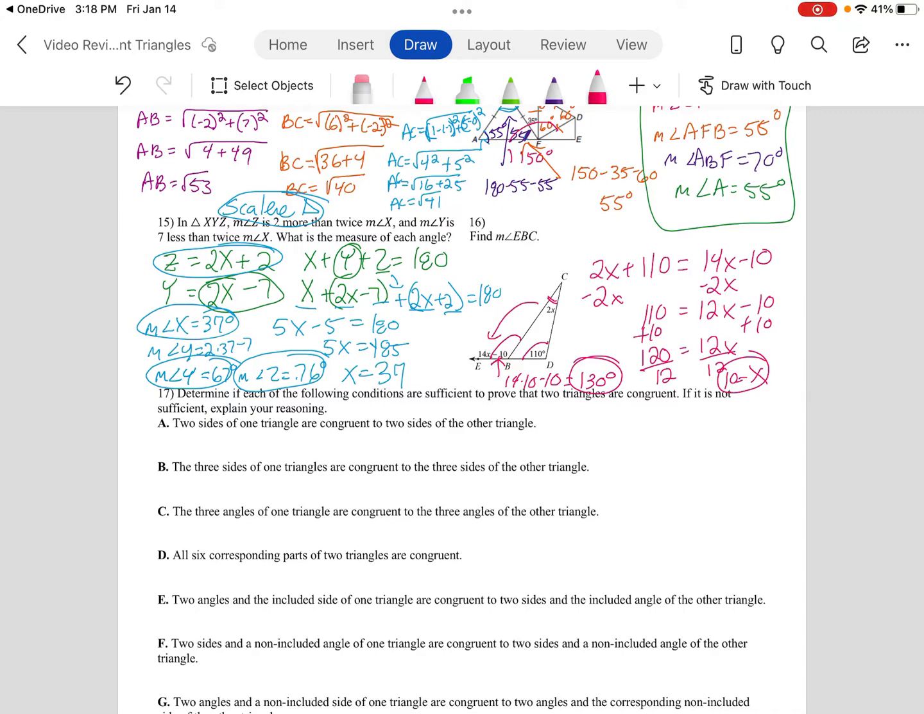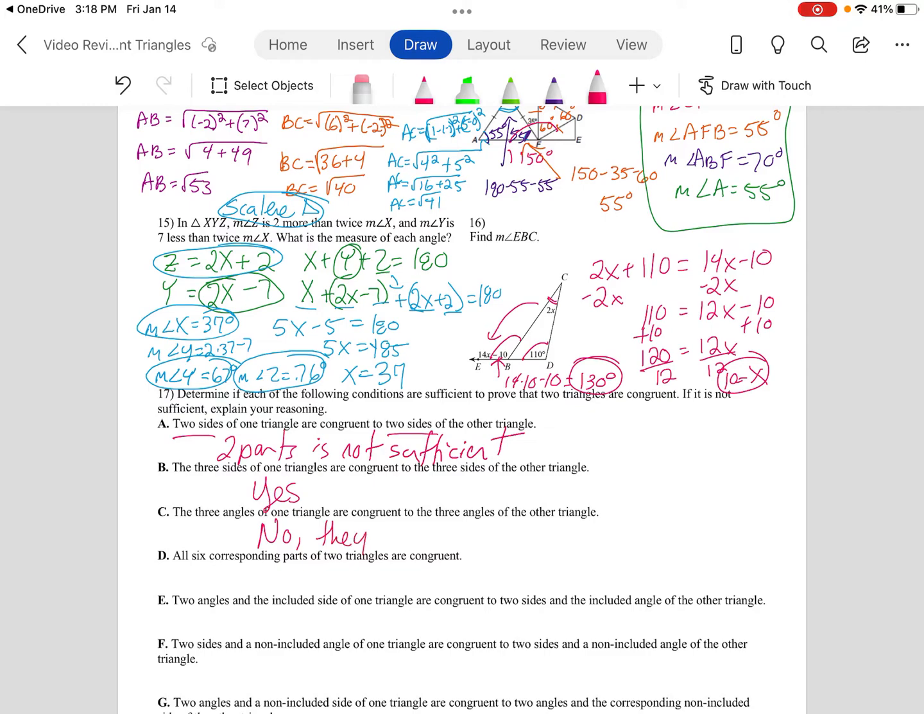Number 17 is determine if each of the following conditions are sufficient to prove the two triangles are congruent. If not, explain your reasoning. Two sides of one and two sides of the other. 2 parts is not sufficient. That's not enough information. 3 sides, that's actually going to be yes. 3 angles, this is no. They could be different sizes.